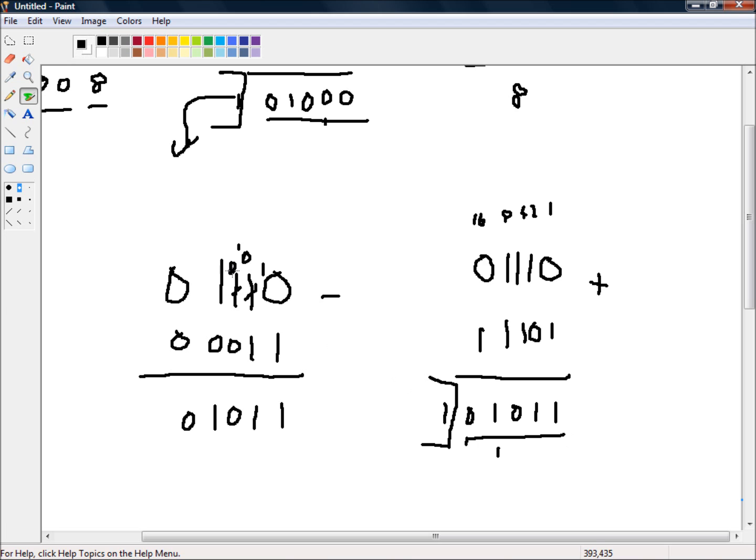And just for curiosity, what's the decimal value? So this is our 1, 2, 4, 8. We don't need that 16, so that's 8 plus 4 is 12, so that's 14 minus 3 is 8 plus 3 is 11. So 14 minus 3 is 11, which indeed it is.